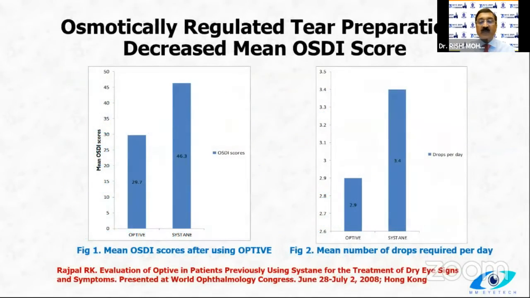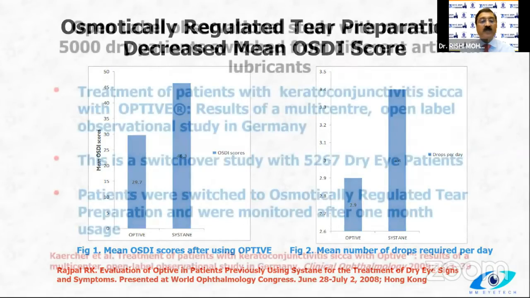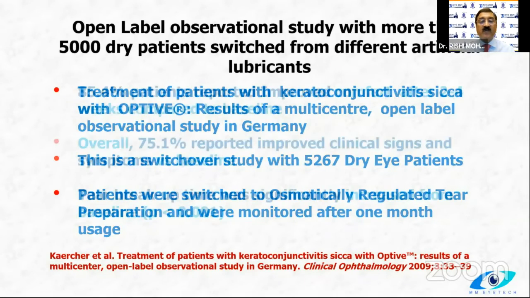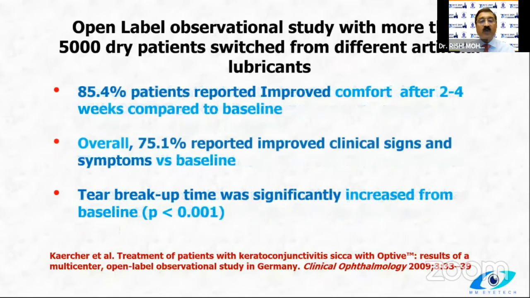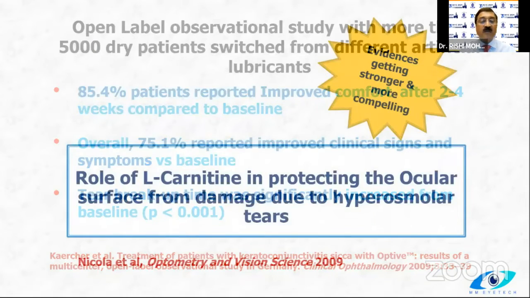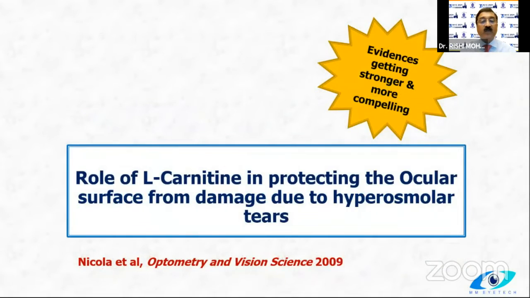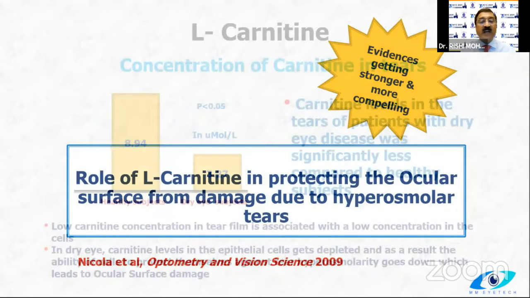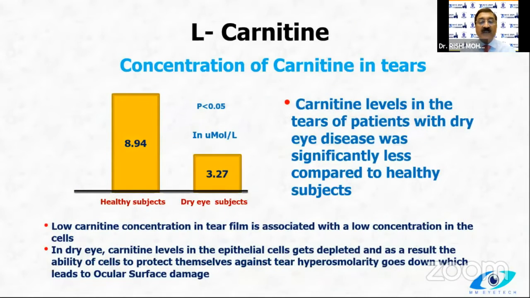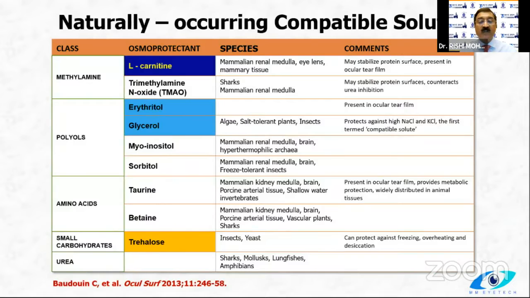We can see the mean OSDI scores and the mean number of drops being lowered. We can see the switchover studies of a very large series of these patients, and they all reported improved comfort and improved clinical signs and symptoms, with an improvement in tear breakup time significantly from baseline. There is other evidence again of these osmoprotectants becoming extremely useful. Here we can see patients who have dry eye have a substantially reduced amount of L-Carnitine in their tears, and this opens up the possibility of therapeutic uses of these products.